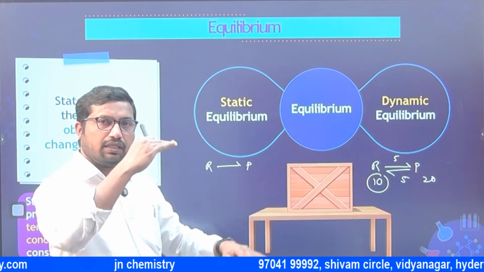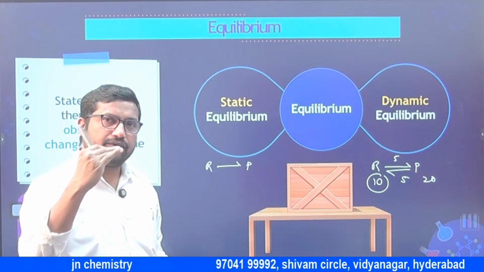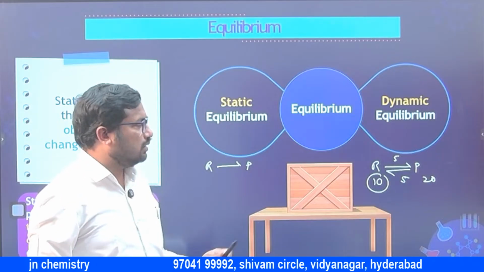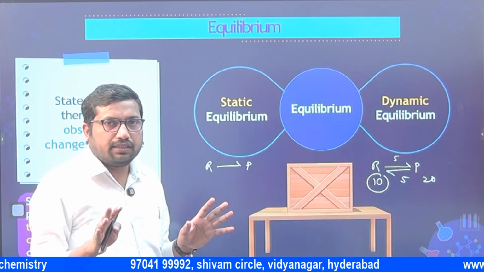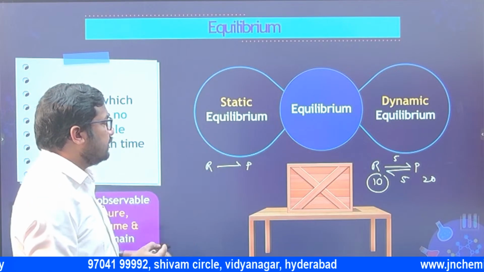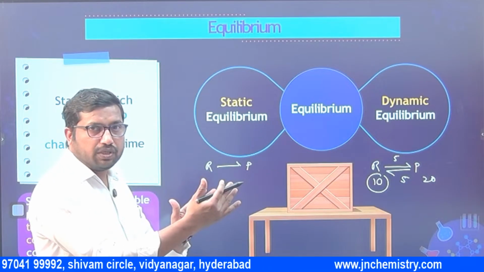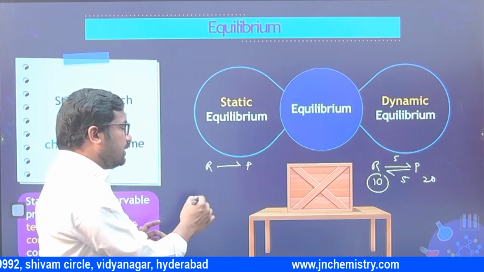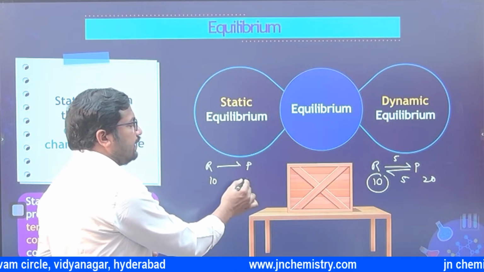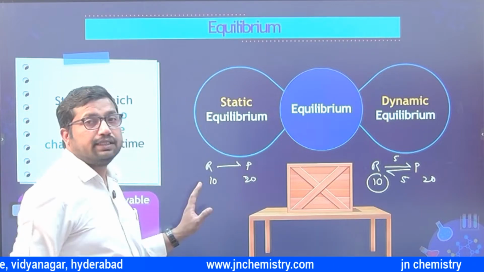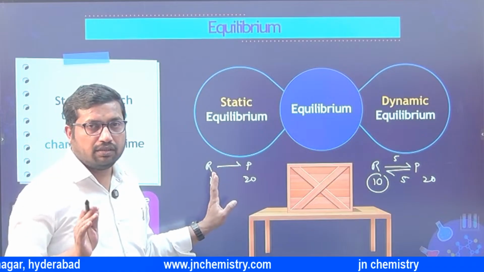Dynamic means reactant is converting into product and product is converting into reactant continuously, but it seems there is no change. Whereas in the static case, there is no exchange of reactant converting into product and product converting into reactant. For example, imagine it is 20, 10 or 20, but there is no exchange. Got it? Hello?